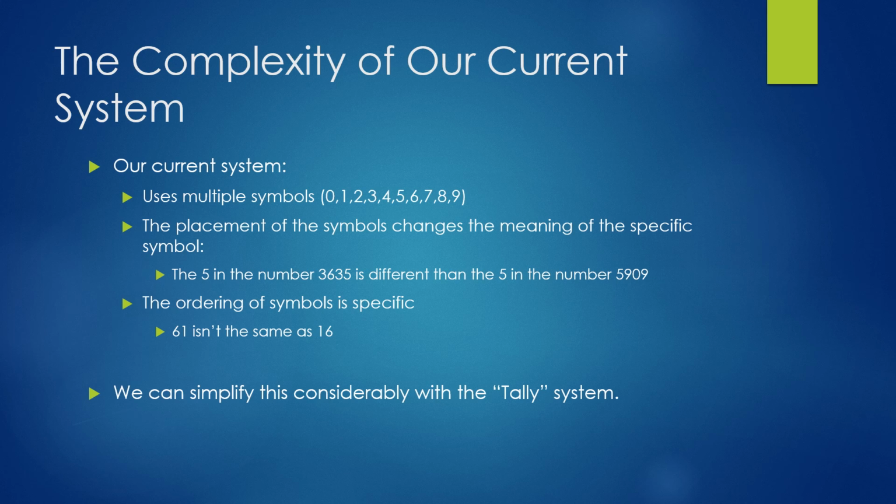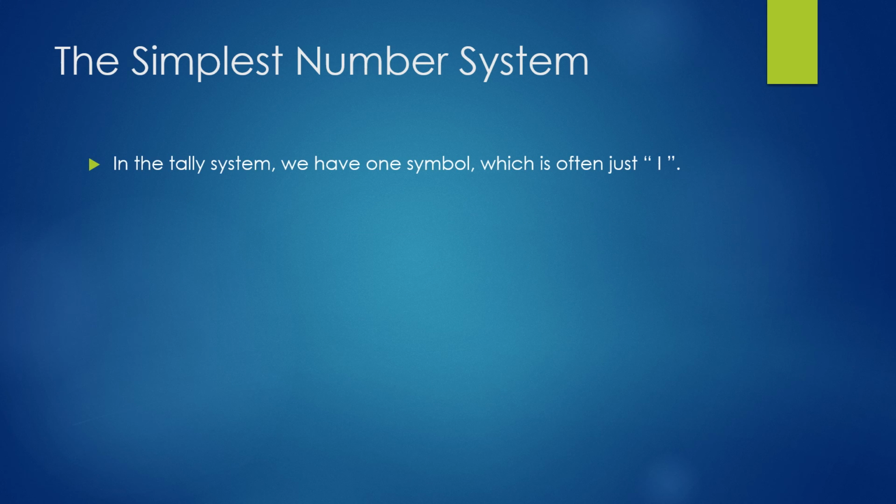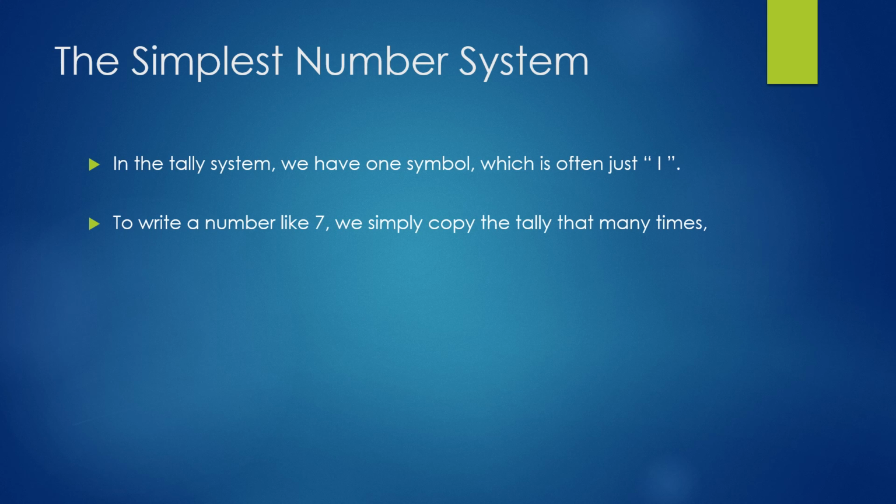And it's worth noting that we can simplify this considerably by using a tally system, which you've probably used before in some capacity. In a tally system, we actually only have one symbol, which we often just write as a vertical line or I or whatever you want to call it. It doesn't actually have to be that simple, it can be anything, but the key thing is there's really only one symbol. To write a number like 7, I just have to copy that tally that many times. So in this case, that's 7. That's 42.